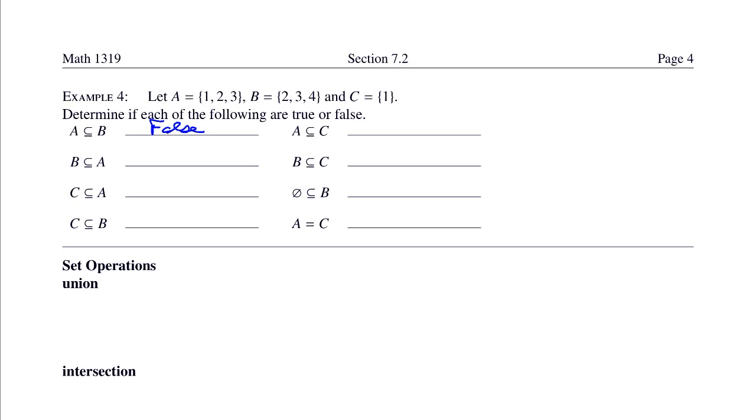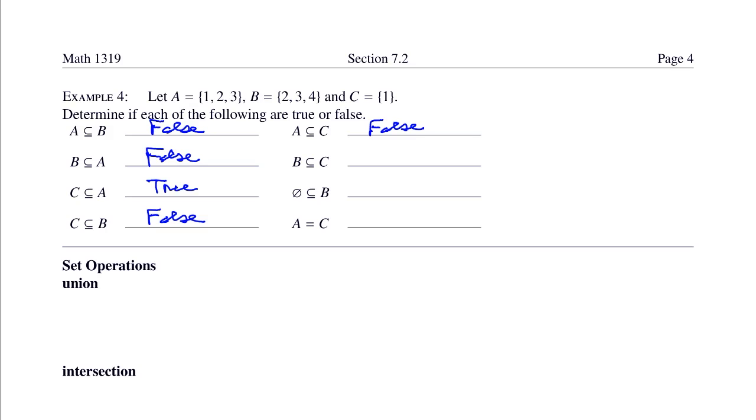Okay. What'd you get for B is a subset of A? That is false. Which element shows otherwise here? Which element is in B that's not in A? Yeah, the 4 is in B, but it's not in A, so that's a no-go. C is a subset of A? True. C is a subset of B? False. A is a subset of C? True or false? True. Try again. False. Yeah, this one is false.